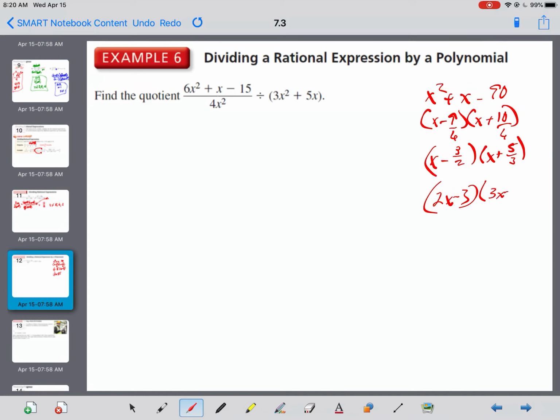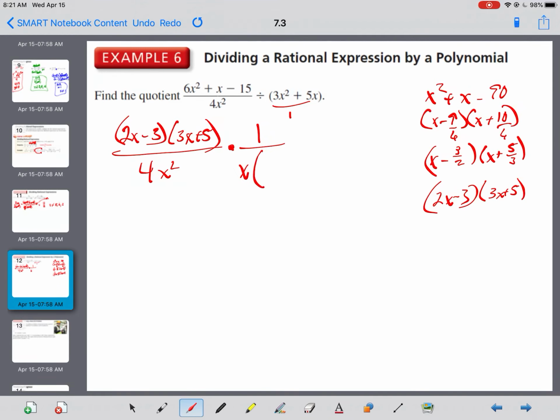So 3x minus, 2x minus 3, and 3x plus 5. That's what's going to go up there. So 2x minus 3, 3x plus 5, and over 4x squared. Change the sign, and then we're going to flip it over.